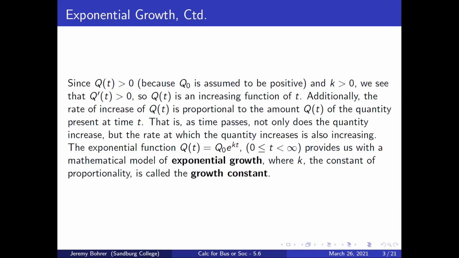Additionally, the rate of increase of Q(t) is proportional to the amount Q(t) of the quantity present at time t. That is, as time passes, not only does the quantity increase, but the rate at which the quantity increases is also increasing. The exponential function Q(t) = Q naught times e^(kt) for 0 less than or equal to t less than infinity provides us with a mathematical model of exponential growth, where k, the constant of proportionality, is called the growth constant.